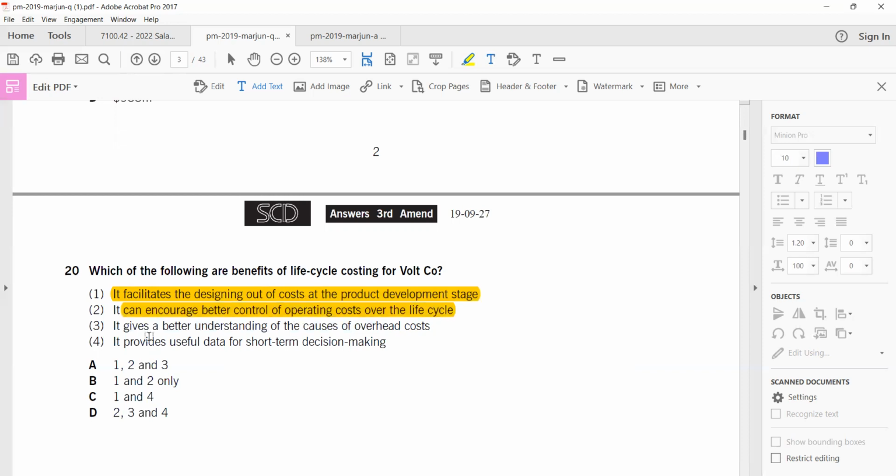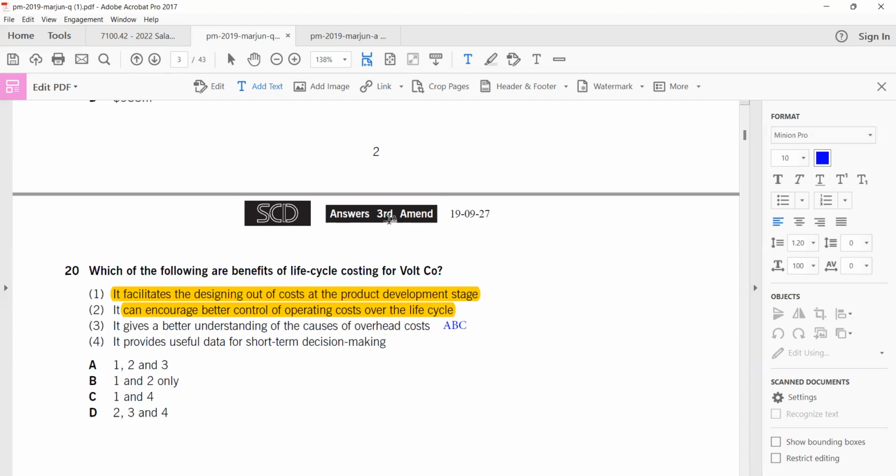Correct? Sounds good? But the next one says it gives a better understanding of the causes of overheads. Never. When we are looking at getting a better understanding of the causes of overhead, then we are looking at activity-based costing. It is not life cycle costing, my friend. You are actually talking about another one. This is a benefit from activity-based costing, when we look at the cost pools and cost drivers. So in fact, you are wrong.